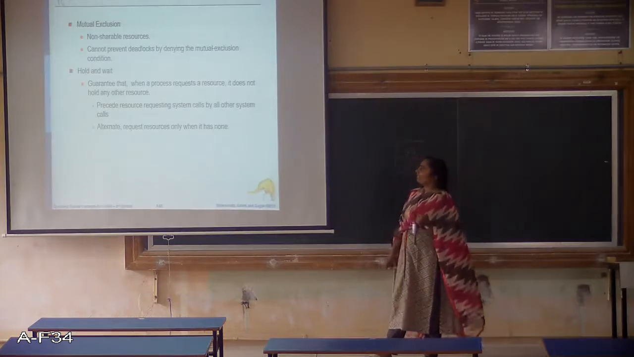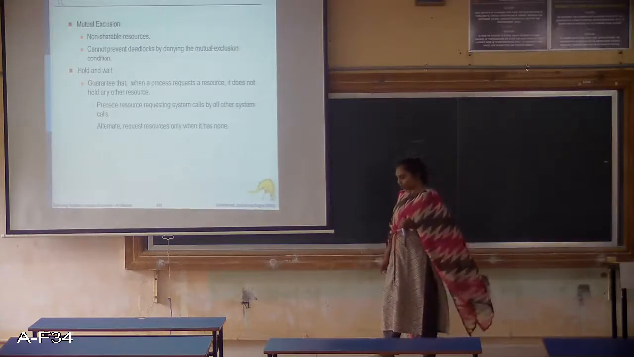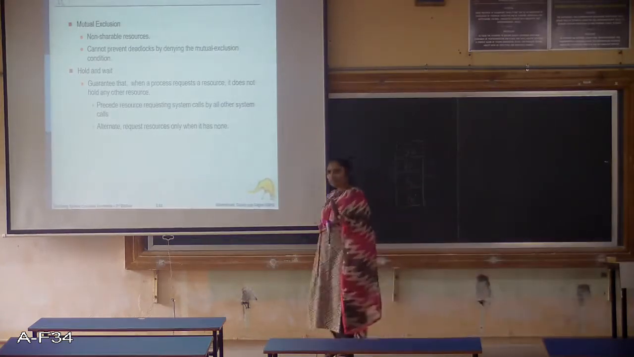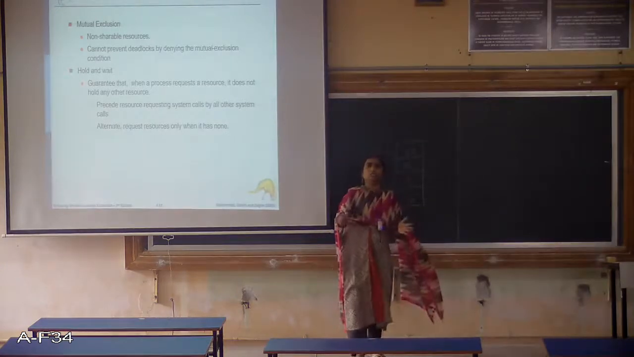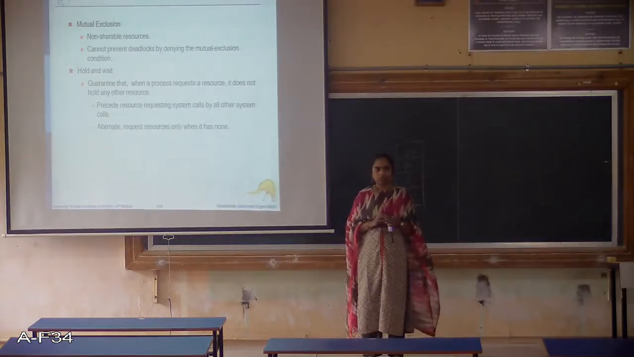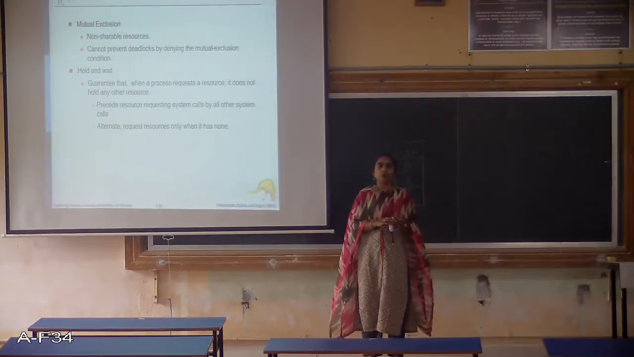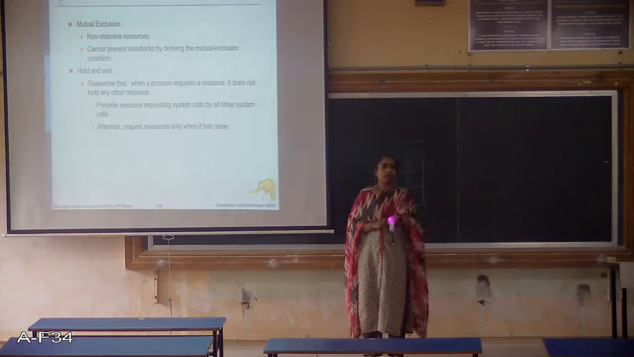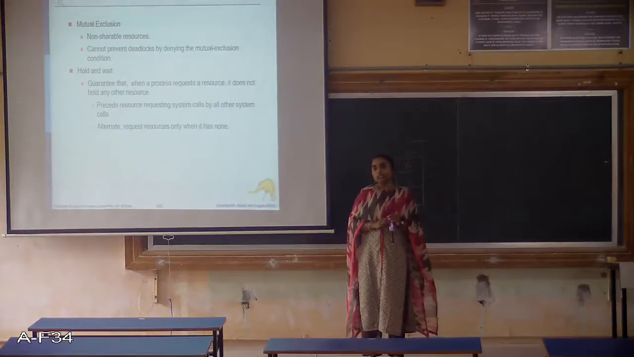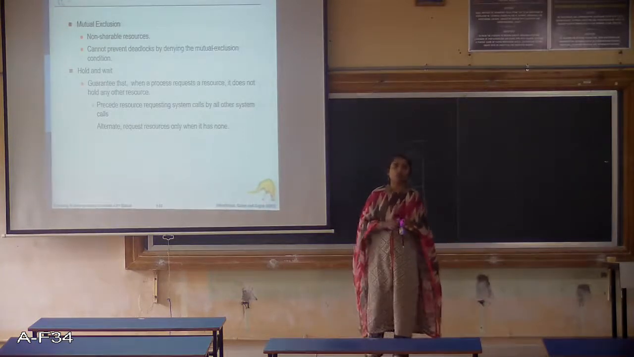Next, hold and wait. Guarantee that when a process requests a resource, it does not hold any other resource. So what you will have to do is make a policy that at the beginning only, the process tells how many resources it requires. All the resources that it requires will be allocated once only. Right? So it will not hold and wait for another one. You tell me what all you require, I will give you all the resources and you start the work. Okay? So what happens here? It will cause wastage of resource utilization. It will not have efficient utilization of the resources.